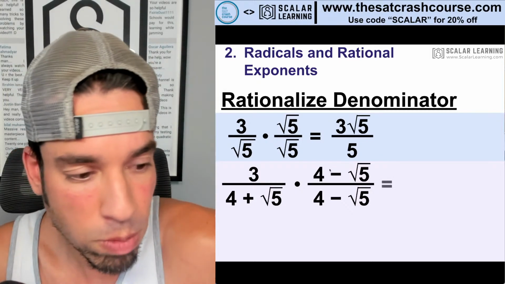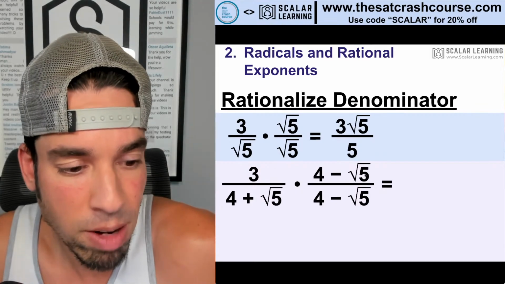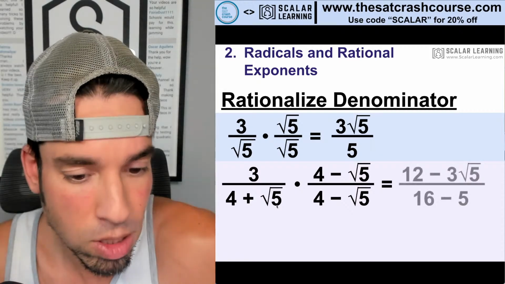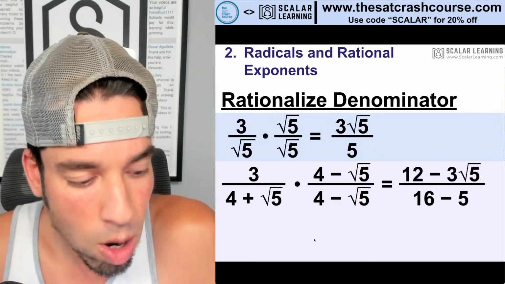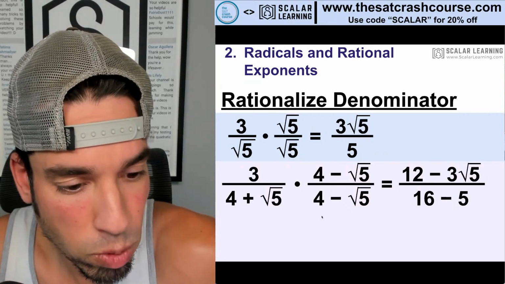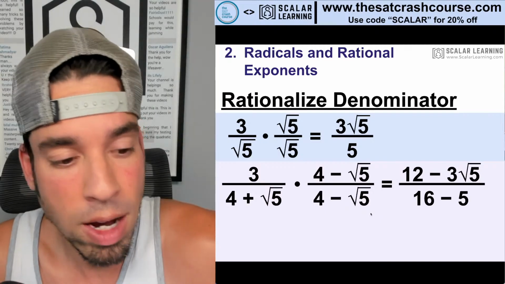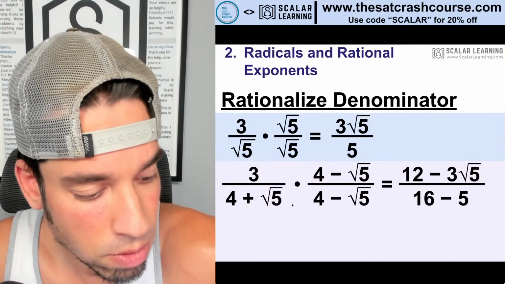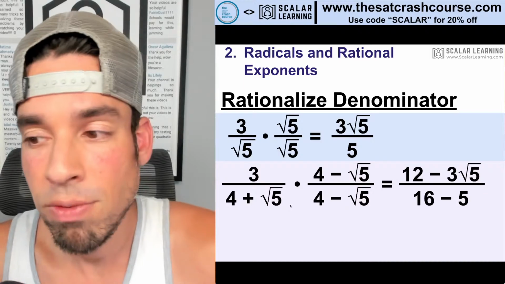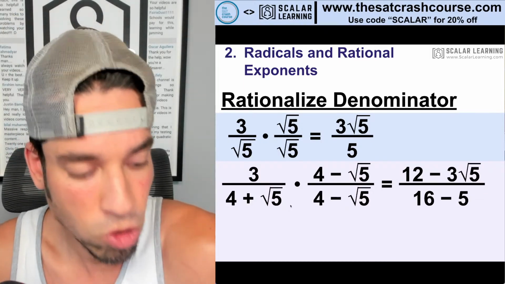Okay, so we multiply it out. Now, on the top, you're just going to distribute, right? You're going to get 12 minus 3 rad 5. But on the bottom, something very interesting happens. You get 16 minus 5. Why? Because as you FOIL this out, you get 4 times 4, which is 16. Then you get 4 times negative rad 5, negative 4 rad 5. Then you get positive 4 times rad 5. Negative 4 rad 5, positive 4 rad 5. They add together. They get 0. They cancel out. So you're good.